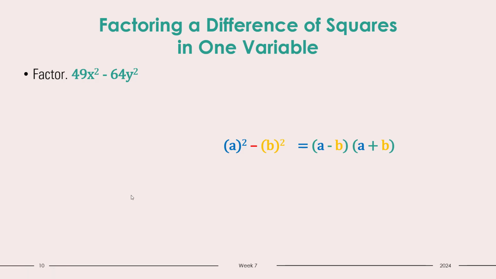All right, here's another. We got 49x squared minus 64y squared. Again, I see perfect squares. Okay, 49x squared is 7x squared. 64y squared is 8y squared. Okay, so we've got the difference. We know what our a and b are. And so we can just factor this as 7x minus 8y times 7x plus 8y.